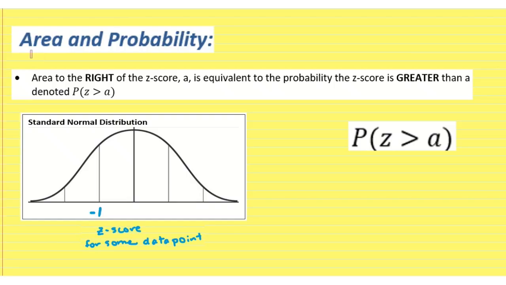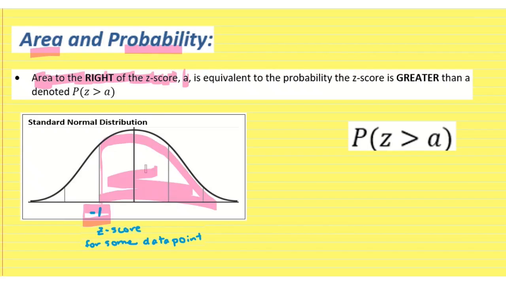Okay, we're going to discuss the connection between the area and the probability. It says that the area to the right of the z-score A. So there's a z-score right there, like -1. It's on the left side, the negative side of the standard normal distribution. That's a z-score. And it's saying the area to the right of that. So that would include all of this space. All of this space would be the area. Oops, I'm kind of going outside the lines, but that's okay.